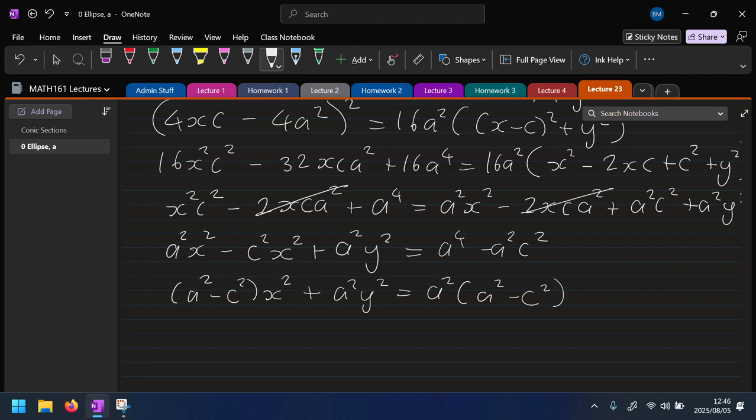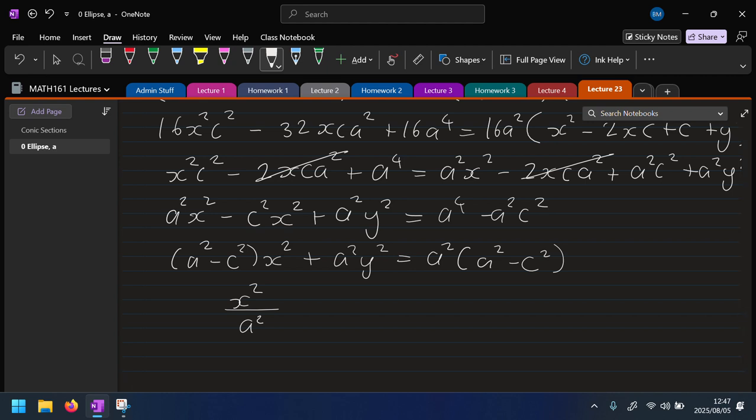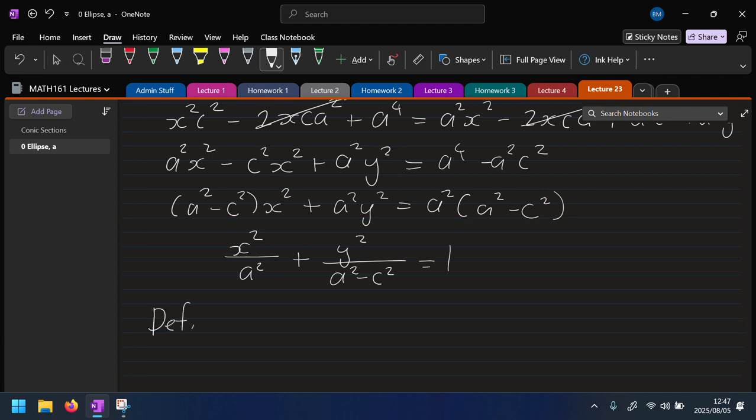Finally, we're going to divide everything by that constant on the right-hand side. So we're left with x squared over a squared, because the a squared minus c squared will cancel, plus y squared over a squared minus c squared, because the a squareds cancel, and right at the end, that's just going to be 1. Okay, and finally, to make it look a little bit nicer, we're going to define b squared to be that denominator, a squared minus c squared.